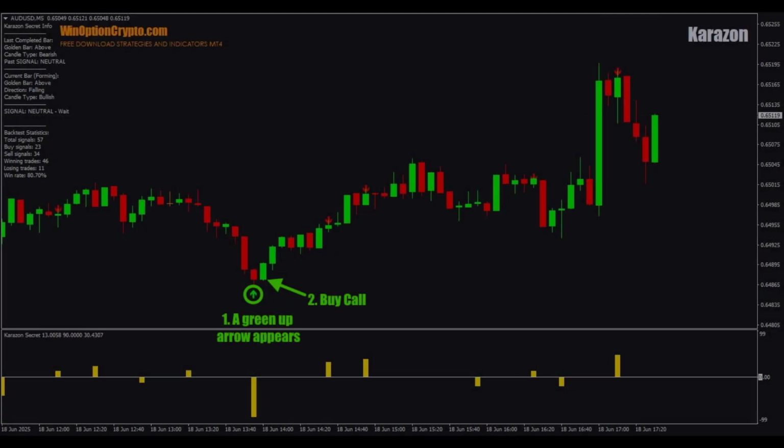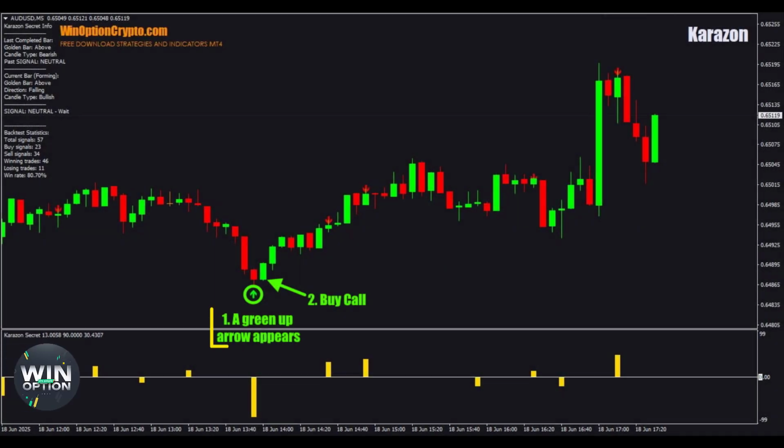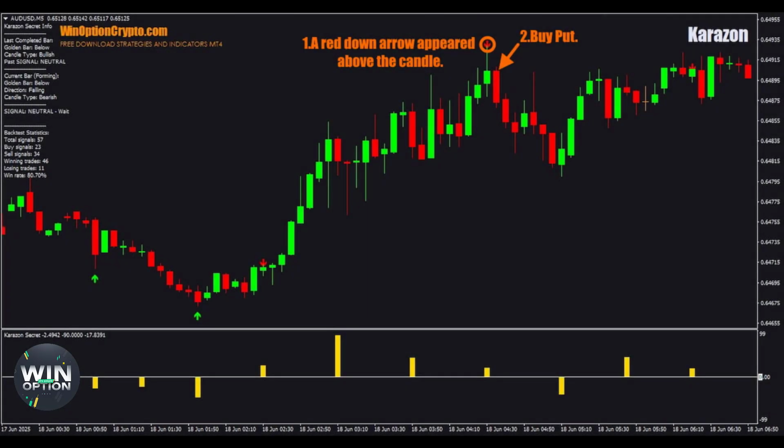So to buy call options, you need to: 1. Wait for the green arrow up under the candle. 2. At the opening of the next candle, buy the call option. To buy put options, you need to: 1. Wait for a red downward arrow to appear above the candle. 2. At the opening of the next candle, buy a put option.